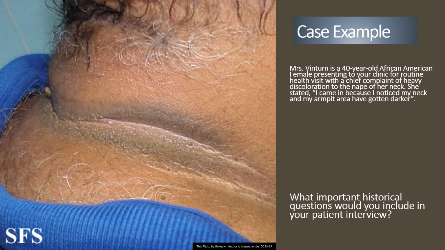Case example. Mrs. Binturn is a 40-year-old African-American female presenting to your clinic for routine health visit with a chief complaint of heavy discoloration to the nape of her neck. She stated, "I came in because I noticed my neck and my armpit area have gotten darker." So my question to you is, when you see this in your clinical setting, what important historical data or question would you include in your patient interview?